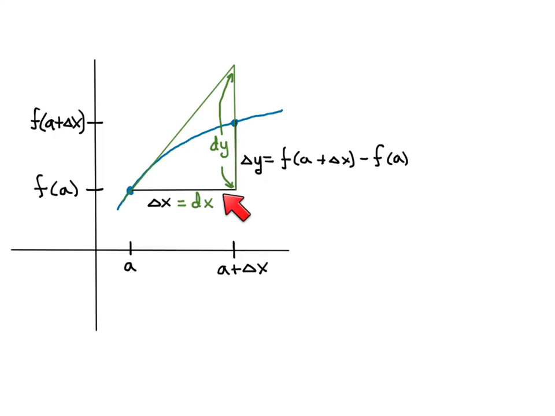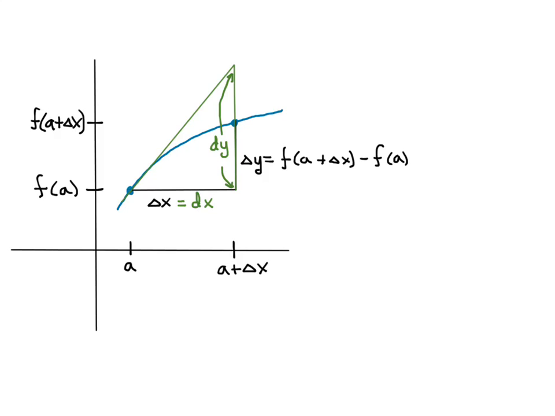And I'm going to say, okay, I have the ratio between... if I'm going to change my x by this amount, so my delta x and my dx here are going to be the same thing. But notice that my dy is different because dy is based off of that line. It's not based off of the curve.